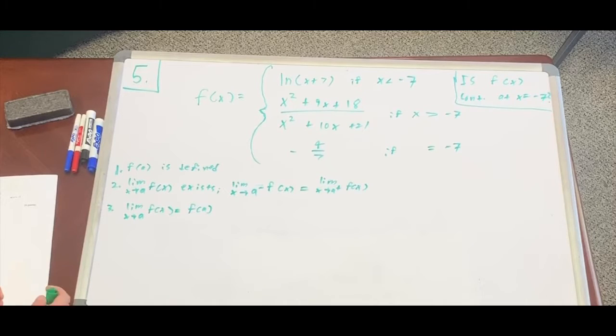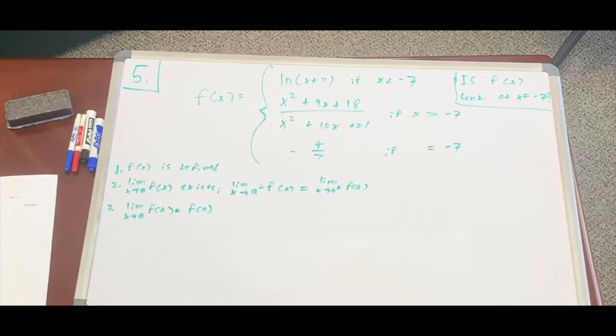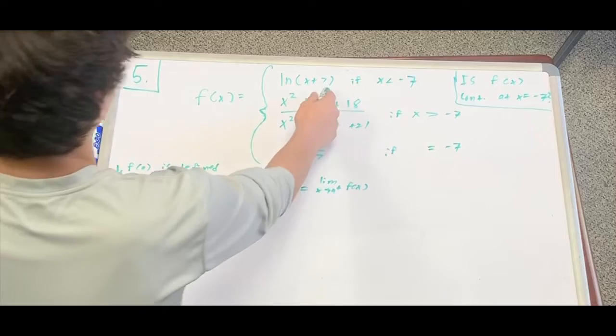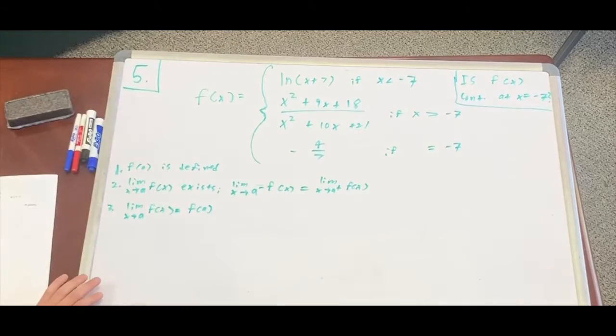So from Calc AB, you probably remember that there's 3 aspects to determining continuity, which is that at the point x equals a, 1, f of a is defined, and then 2, the limit as x approaches a of f of x exists. So in other words, from left and right they have to be equal. So within the piecewise function, these 2 functions have to be equal to each other at x equals -7 for that example. And then lastly, the limit as x approaches a of f of x has to equal f of a, which makes sense if you look at it graphically.